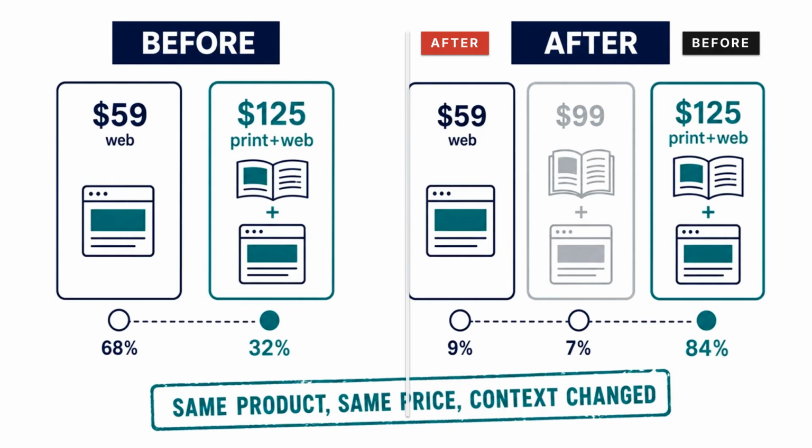Now for the data that made the entire SaaS industry pay attention. When Dan Ariely removed the decoy and offered only the $59 web-only option and the $125 print plus web bundle, just 32% of respondents chose the more expensive bundle. With the decoy back in place, that number jumped to 84%. The product did not change. The price did not change. Only the context changed, and revenue nearly tripled. That single experiment is the foundation of the 3-tier pricing model used by virtually every successful SaaS company today.